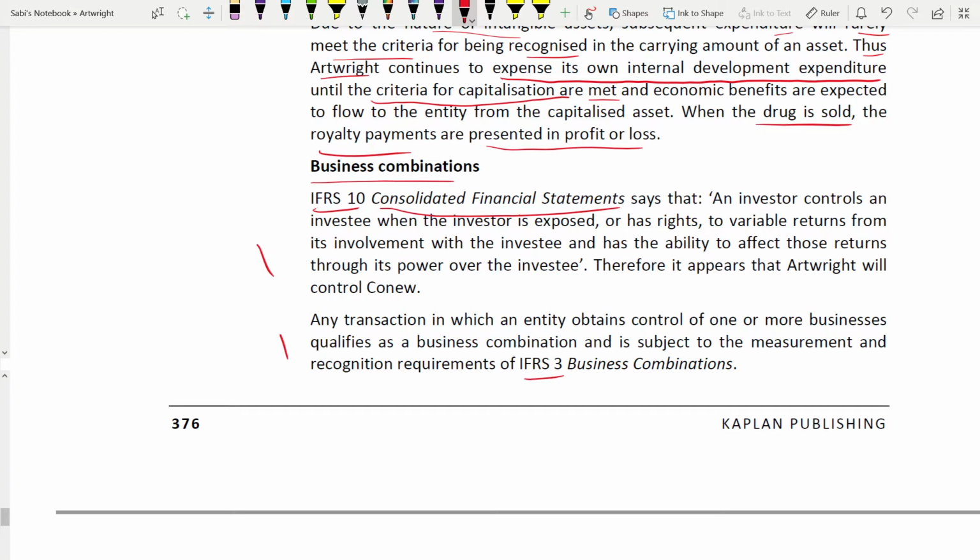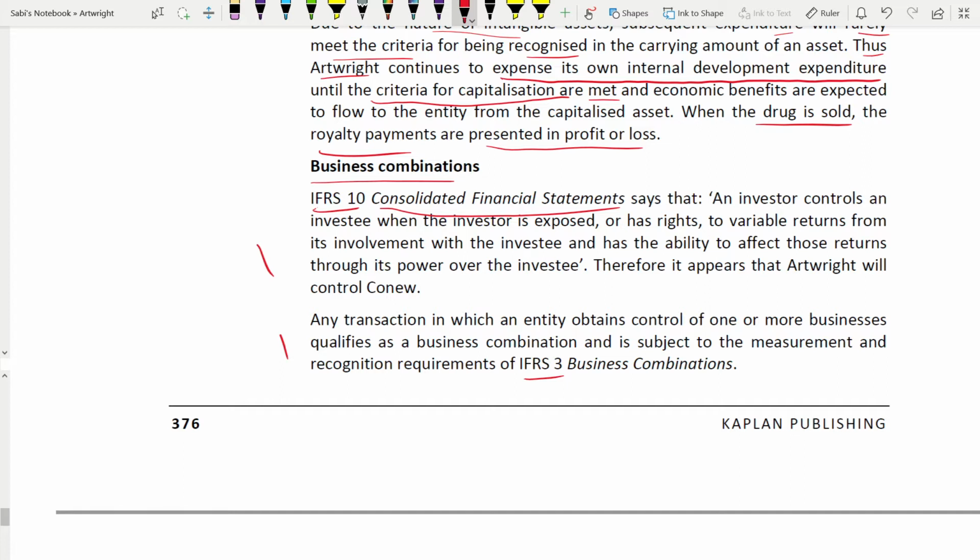IFRS 3 says whether you are buying a business or just separately an asset. IFRS 3 is for that. But for control and all, if you want to get the definition, take from IFRS 10. So start with IFRS 10 first and then we'll go to IFRS 3. This is the pattern normally that is followed, and I would advise you to follow this pattern, and not to get confused between these two standards. They are two separate standards, look similar. Okay.